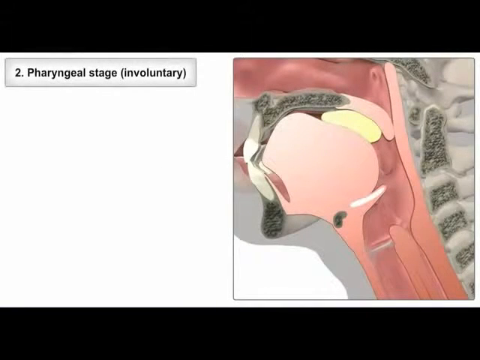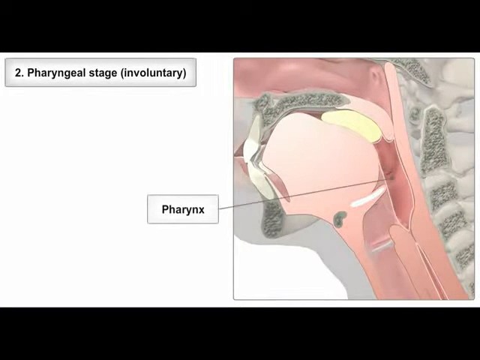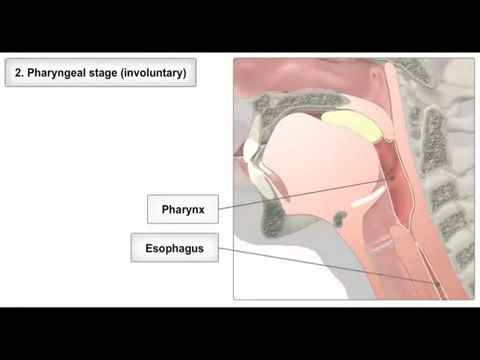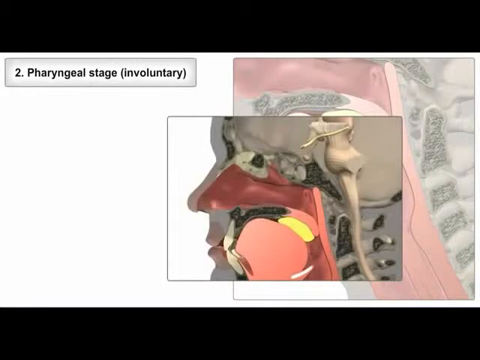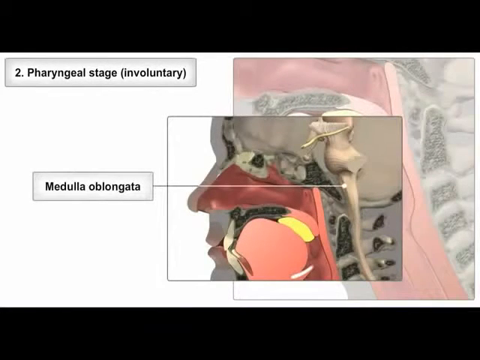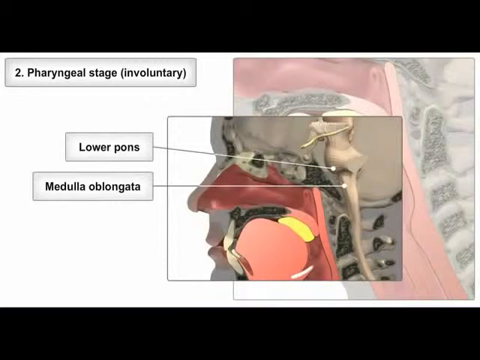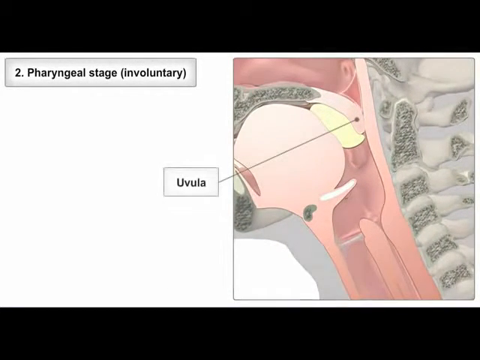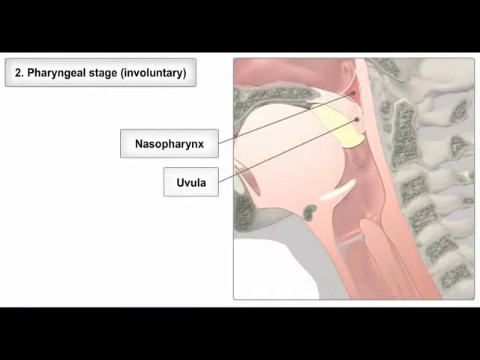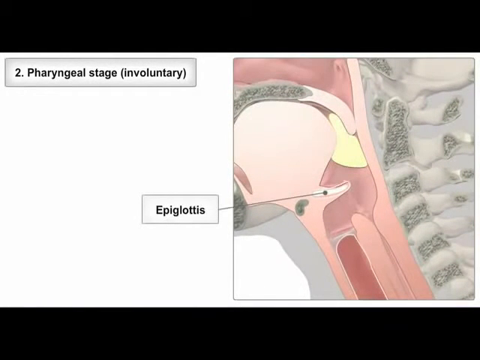Next is the pharyngeal stage, in which involuntary movements push the bolus through the pharynx and into the esophagus. Movement of the bolus stimulates receptors in the oropharynx, which send impulses to the deglutition center in the medulla oblongata and the lower pons of the brainstem. The brain signals the soft palate and uvula to close off the nasopharynx, and the epiglottis to seal off the larynx. This prevents the bolus from entering the respiratory tract.